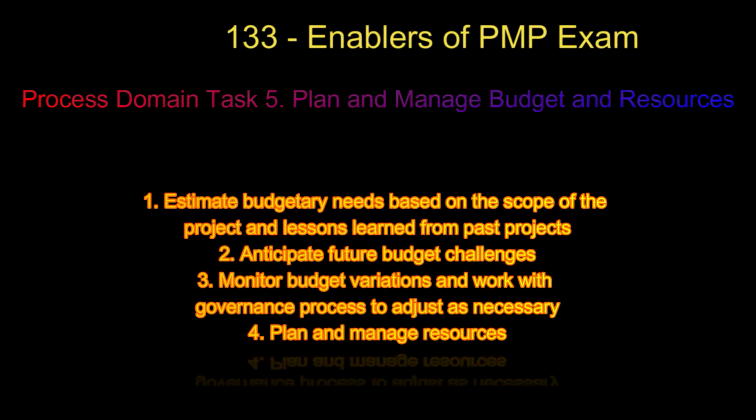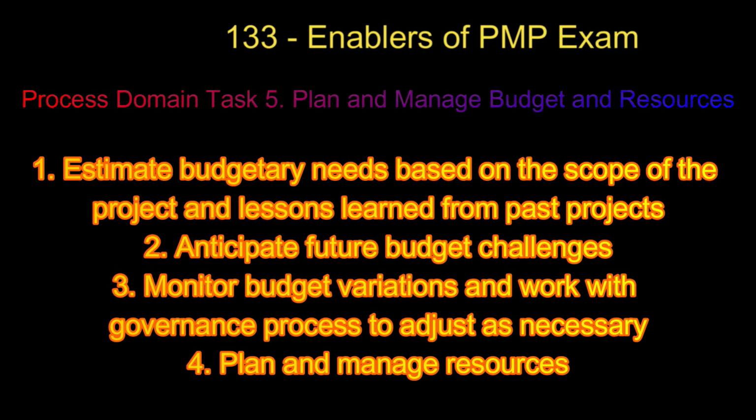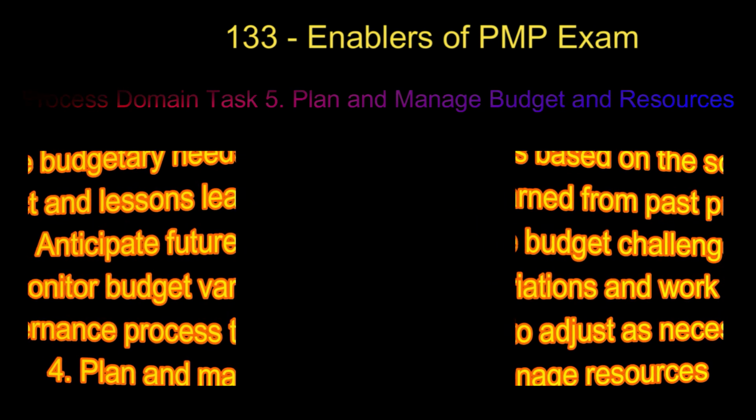Process domain task 5. Plan and manage budget and resources. This task has four enablers. First, estimate budgetary needs based on the scope of the project and lessons learned from past projects. Second, anticipate future budget challenges. Third, monitor budget variations and work with governance process to adjust as necessary. Fourth, plan and manage resources.